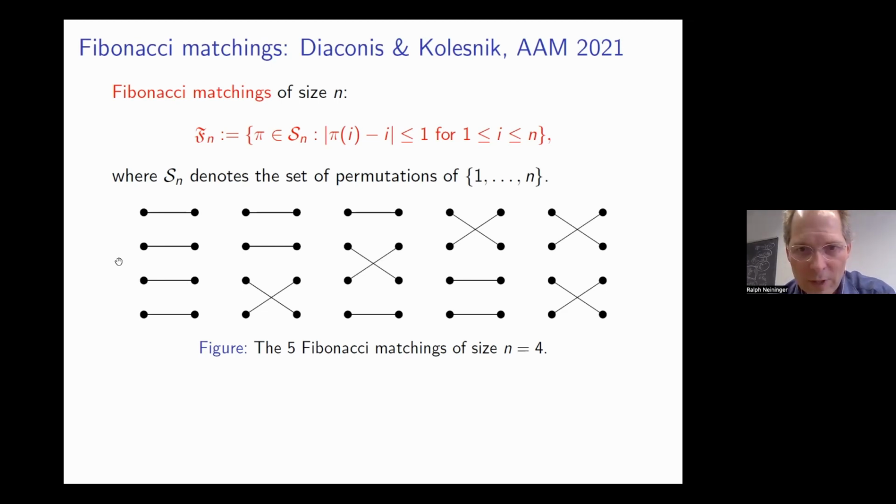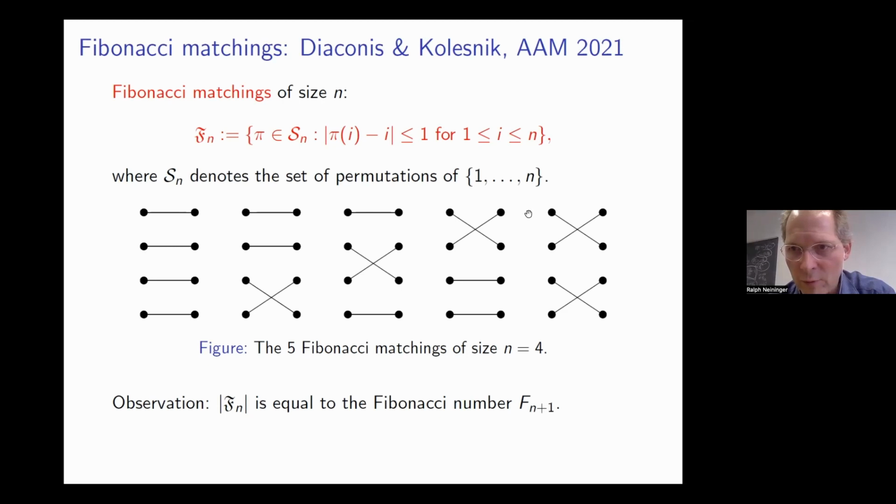The name Fibonacci matching comes from the fact that the cardinality of this set is given by the Fibonacci numbers, for the simple reason that you can match 1 with 1, or you can match 1 with 2. If you match 1 with 1, you still have the number of matchings possible for the remaining n minus 1 elements. But if you match 1 with 2, you have to match 2 with 1, because otherwise you will violate this condition, and then you have n minus 2 elements left. So if you sum this up, you just get the Fibonacci recurrence, which gives you the Fibonacci number.